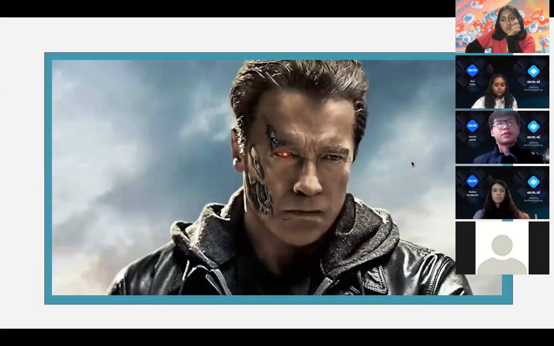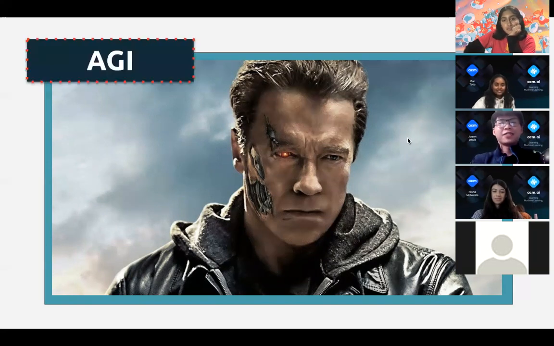And then the last one, ANI or AGI? And again, if you somehow don't know the reference, this is the Terminator. He is the robot upright. Yeah, he is. AGI, yes. This is artificial general intelligence.